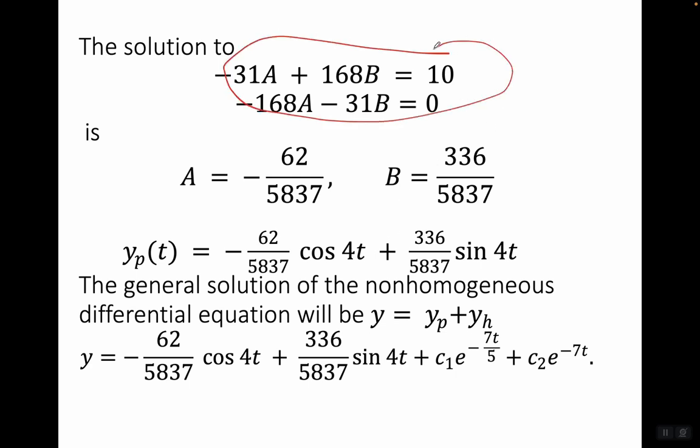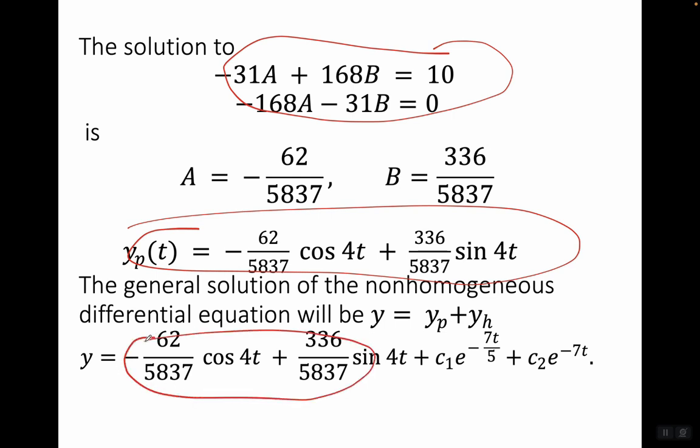The solution to the system of equations is horrendous. A equals negative 62 over 5837, B equals 336 over 5837. So this leads to our particular solution to the differential equation. Awesome. The general solution of the non-homogeneous differential equation will be y equals y sub p plus y sub h. So again, it's going to be the particular solution to the non-homogeneous differential equation plus the general solution to the corresponding homogeneous differential equation. That's our y.